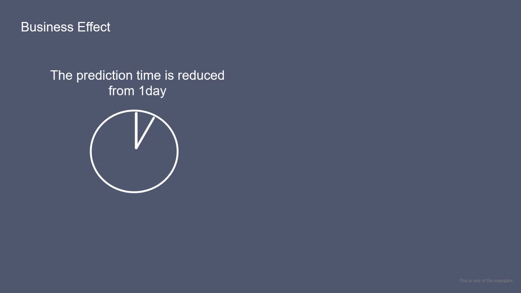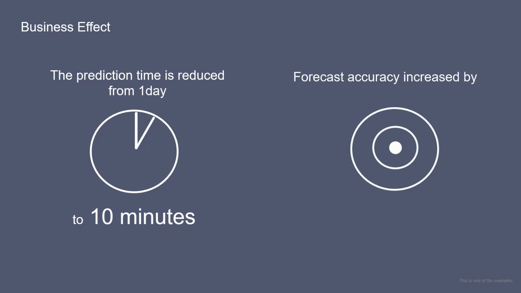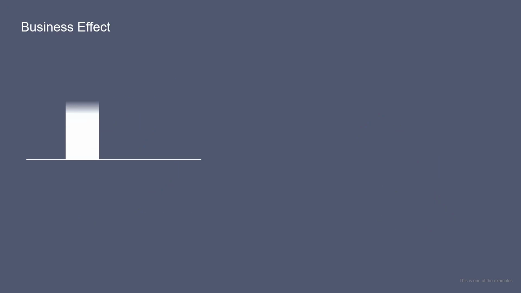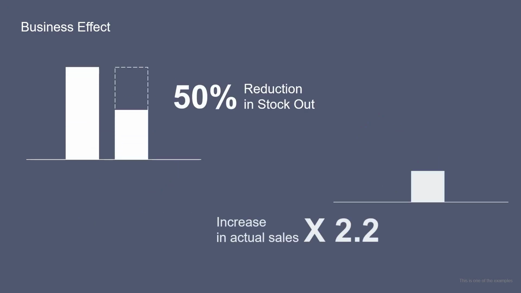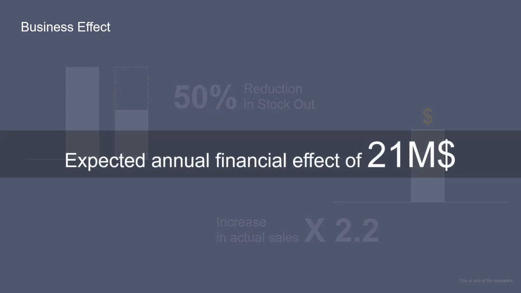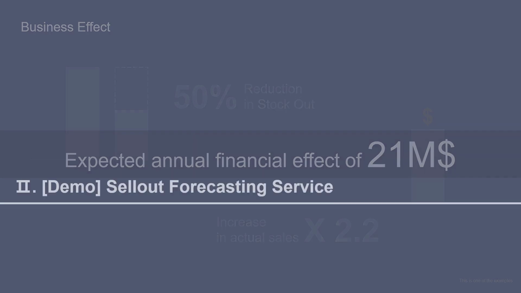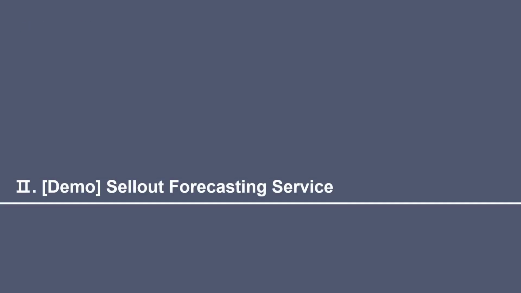Through automatic sellout forecasting system, the forecasting time was reduced from 1 day to 10 minutes. Forecast accuracy increased by 28%. Stockout decreased by 50%. Actual sales increased by 2.2 times. We could have remarkable achievements that we can expect financial effects of as much as $21 million per year. We have looked at 3 cases of sellout forecasting so far, and we will demonstrate the implemented service now.